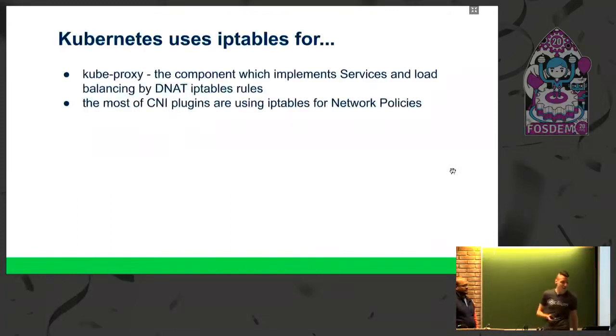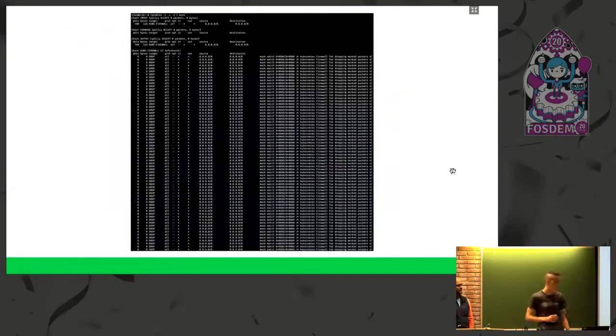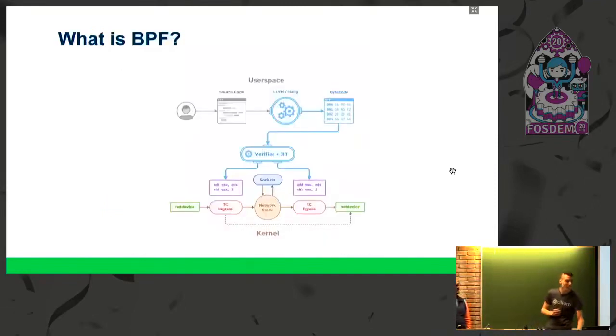And that's why Kubernetes currently uses iptables extensively. When you use Kubernetes with most CNI plugins, you use iptables mainly for two things. The first thing is implementing services with kube-proxy, and the second thing is network policies for filtering the traffic. But it sometimes ends up with so much iptables and so much sadness.